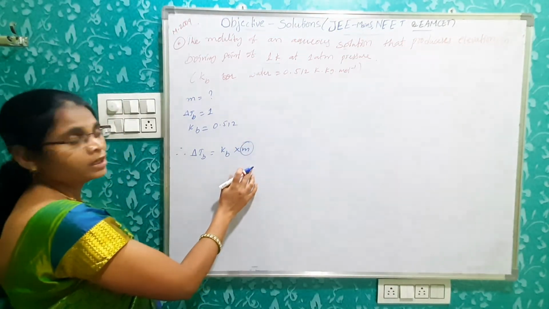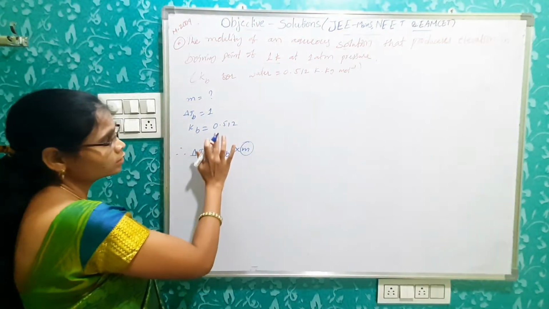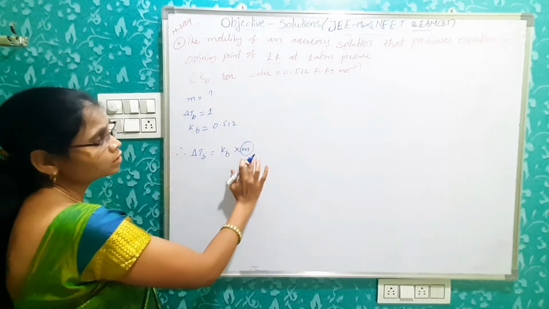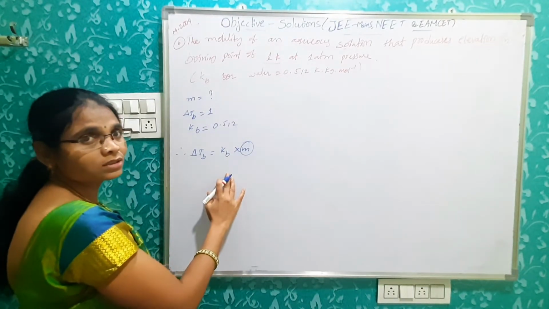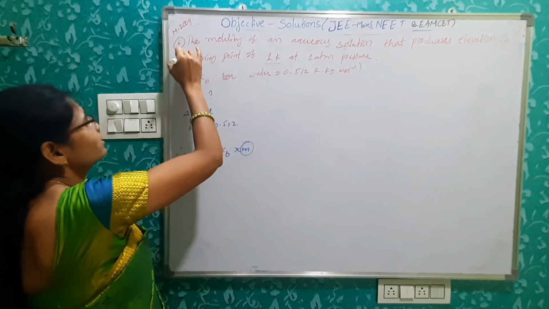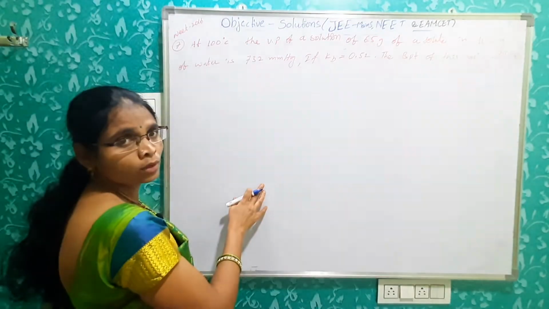So you have to do it. So delta Tb 1, Kb value 0.512. So you have to calculate m. Okay. So write the answer on the chat box. Okay. So you have to do it, very simple problem. Homework. Okay. Next problem. Next problem.